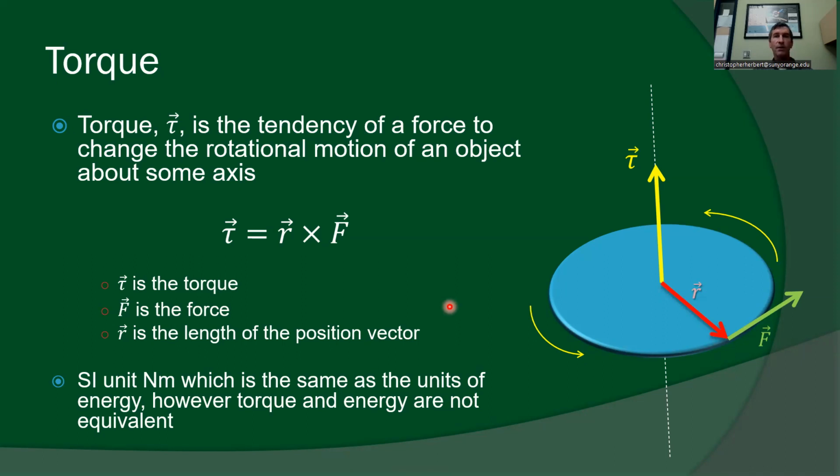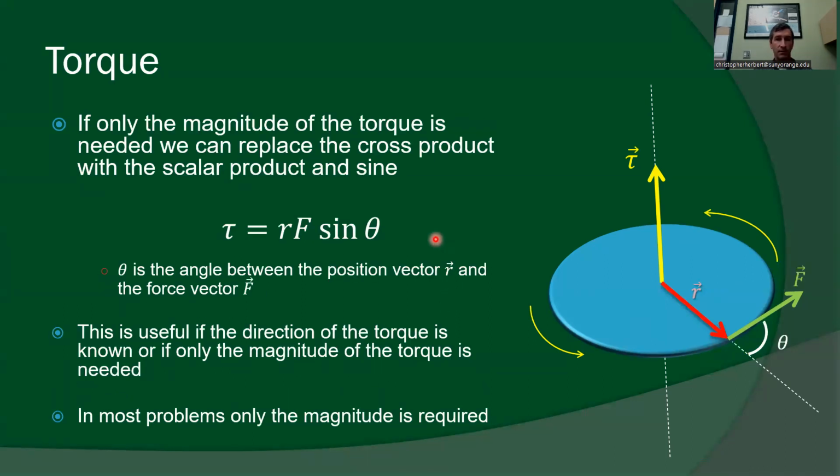So again, torque is our rotational analogy to force. We don't want to use the cross product here. Instead, we want to use the magnitude. We can write the magnitude of the torque as rF sine theta. Theta represents the angle between our position vector r and our force vector F. This allows us to ignore the directional properties of torque, but we can still obtain them using the right-hand rule.